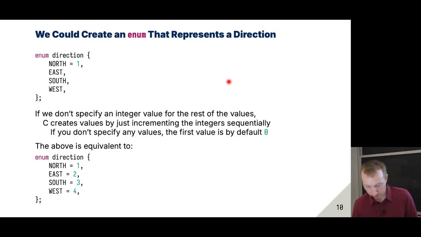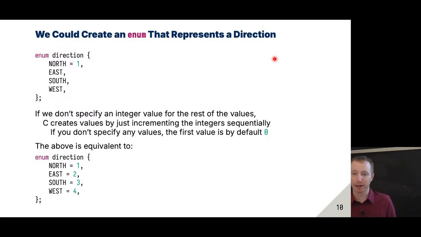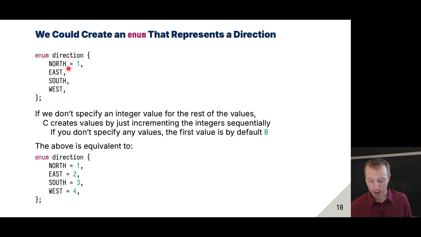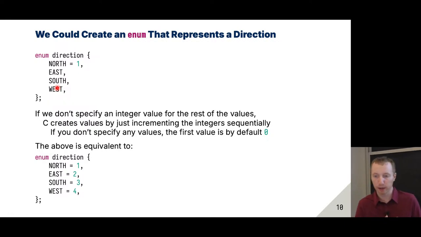So I could also do a num that represents maybe a direction or something like that. So maybe I say north is 1, and then here I don't specify numbers for anything else. C has some very simple rules where it will assign numbers for you. It will just assign them sequentially. So if I just say 1 and say nothing else, then east is going to be 2. It's basically going to take that number and increment it every single time. So in this case, east would be 2, south would be 3, and west would be 4. It just assigns numbers in the order that you write them in after that enum.